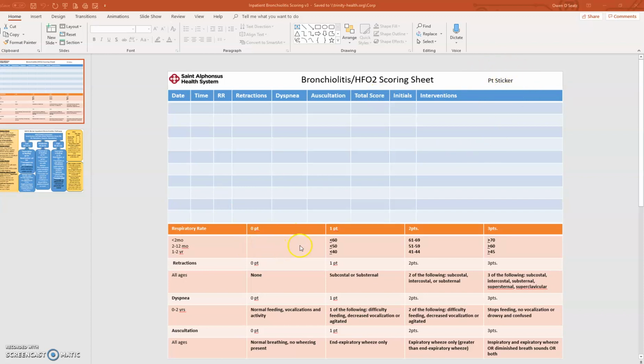I did take out the normal respiratory rates for 2-month-old, 2 to 12-month-old, and 1 to 2-year-old because it fairly confused folks, so we'll remove that from there. Scoring is basically anything less than 60 is going to get 1 point, and then there are the various criteria for the various age groups. So this is the scoring sheet. Moving on.